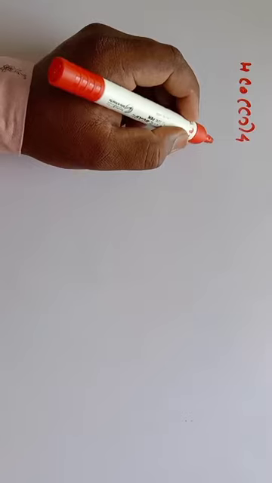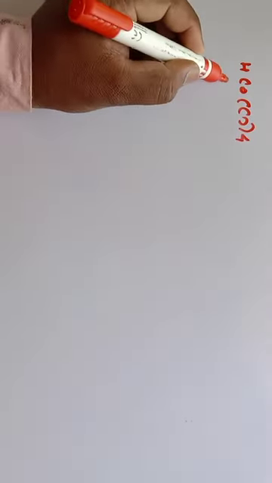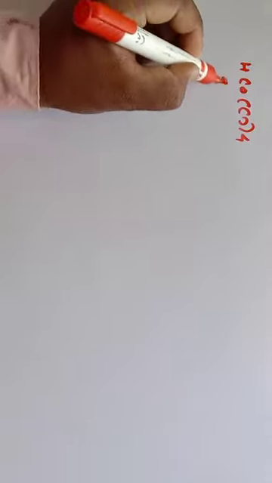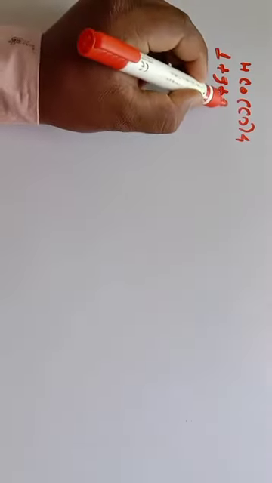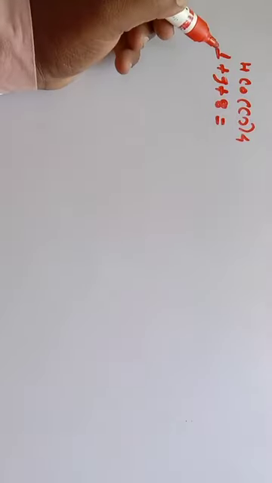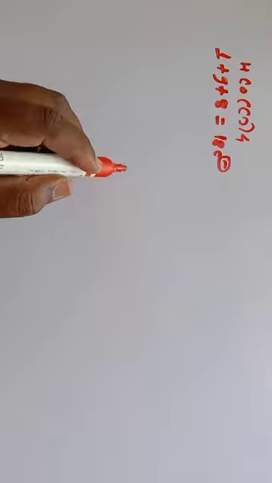So if you consider this is your HCo(CO)4, and this is an 18 electron species, because this cobalt has 9 electrons, the hydrogen contributes 1 electron, and the 4 carbonyls contribute 8 electrons, so it is a total 18 electron species.